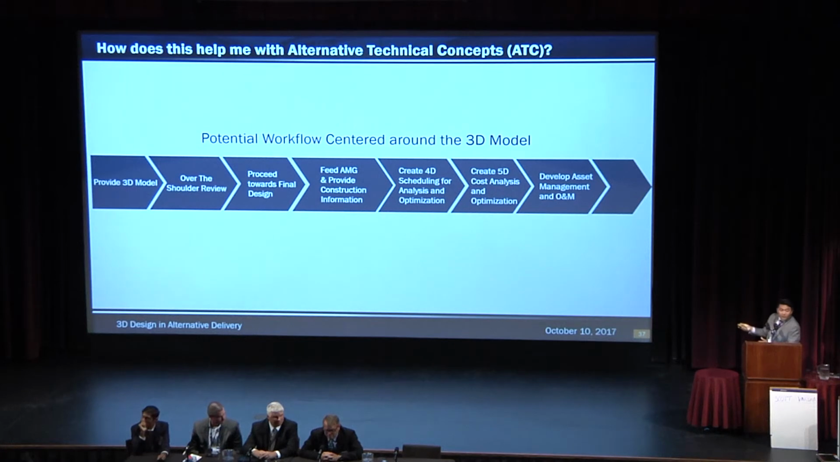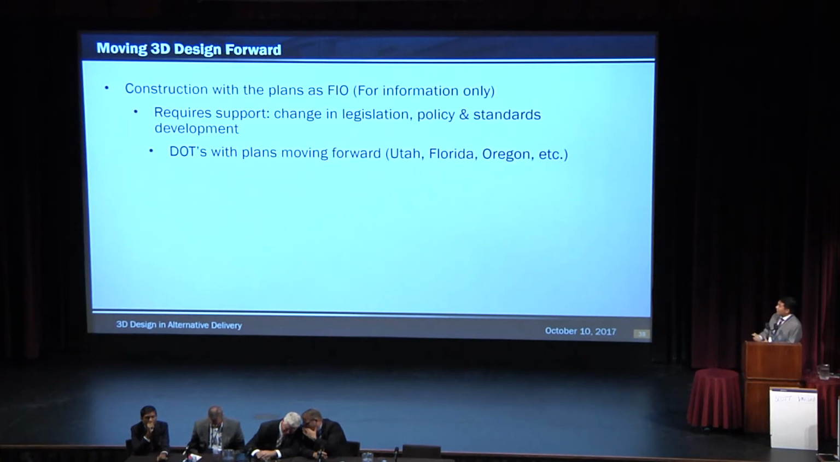A potential workflow centered around a 3D model: provide 3D models, over-the-shoulder review, proceed to final design, feed AMG, create the 4D scheduling and optimization, create 5D cost analysis and optimization, and then develop asset management and operating and maintenance. I mean, that's one way we could do things, eventually.